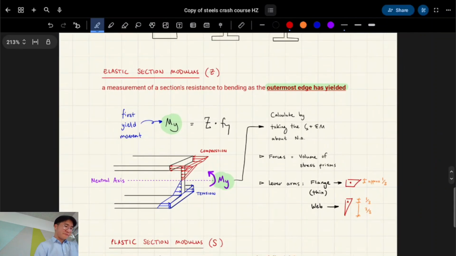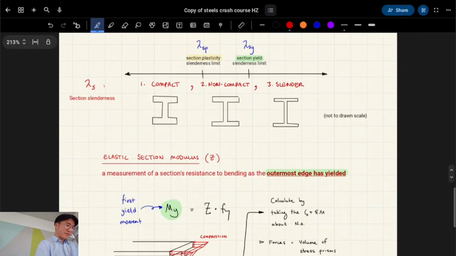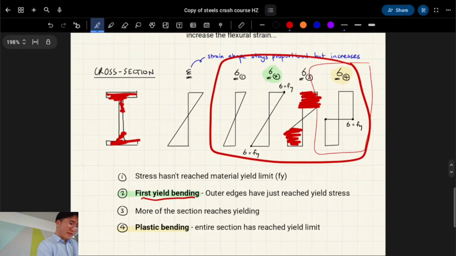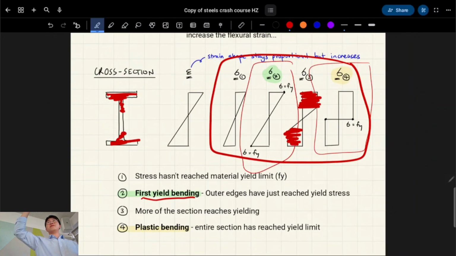Anyway, yeah, sorry. So back here, right? First yield bending is where the outermost fibers have yielded, just the outermost fibers. Okay.